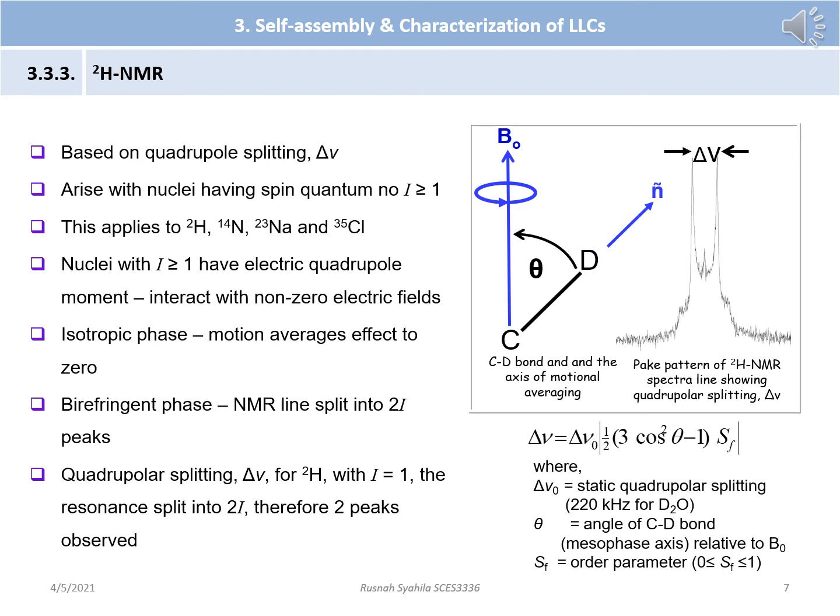Nuclei with I greater than or equal to 1 have an electric quadrupole moment and interact with non-zero electric fields. For an isotropic phase, motion averages the effect to 0. For a birefringent phase, the deuterium NMR line splits into two peaks. Quadrupolar splitting, delta nu: for deuterium, with I equals 1, the resonance splits into two, therefore two peaks are observed. Deuterium nuclear magnetic resonance spectroscopy has proven to be an important technique for the characterization of liquid crystal phases because the deuterium NMR quadrupolar splitting is proportional to the local orientational order parameter. Refer to the equation on the slide.